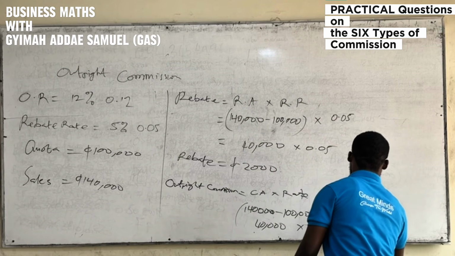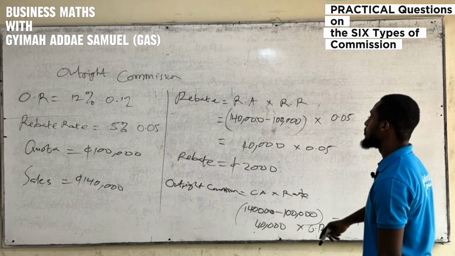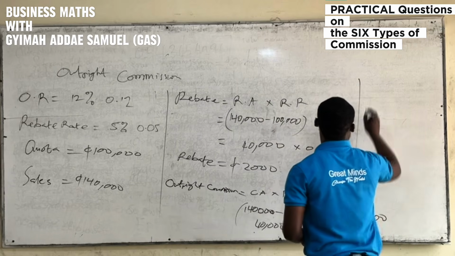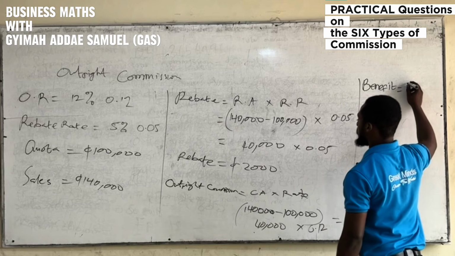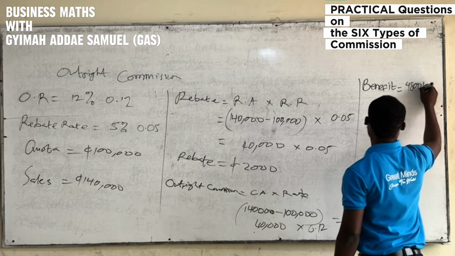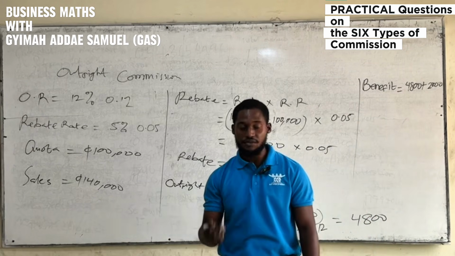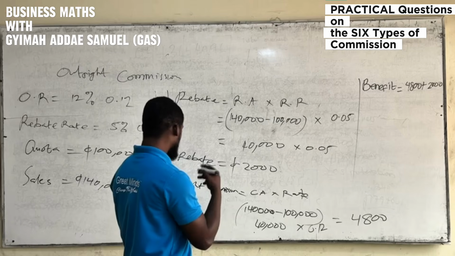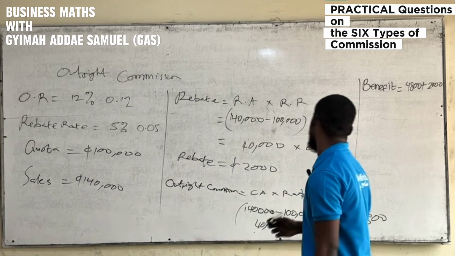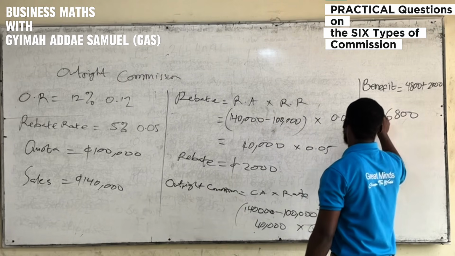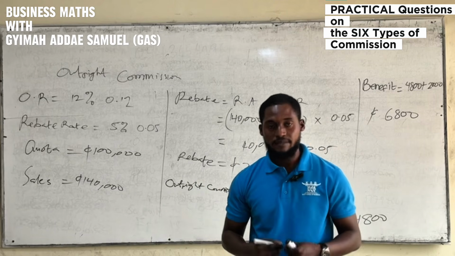You multiply 40,000 by 0.12 and you are getting 4,800. So now we add the rebate to the outright commission to get our benefit. The benefit which the question is demanding becomes 4,800 plus 2,000 Ghana cedis. The 2,000 Ghana cedis is the rebate, and the 4,800 is the outright commission. When you add this, you are getting 6,800 Ghana cedis, the total benefit received by the retailer.